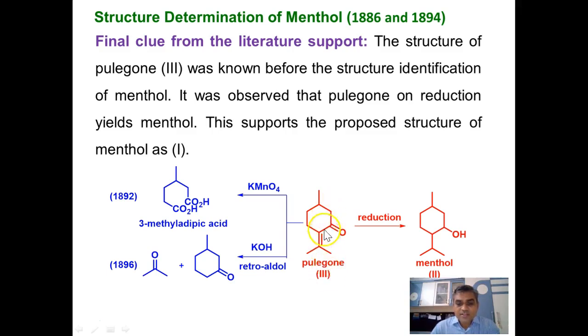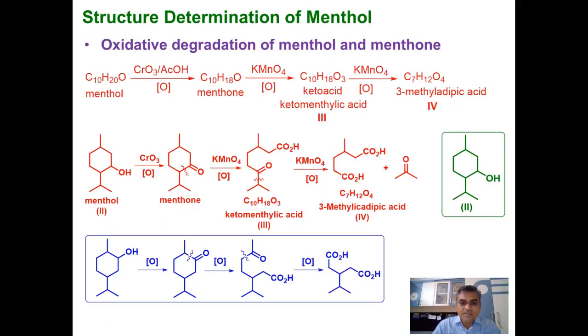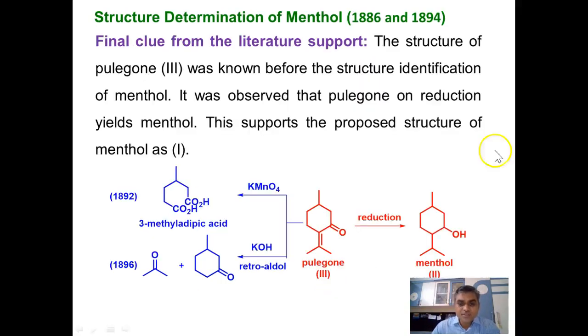This pulegone on reduction again gives menthol, and therefore this was strong evidence in support of the menthol structure. The structure of pulegone in those days was again proved on the basis of oxidative degradation experiments. One is a retro-aldol condensation and the second is oxidation, and again here 3-methyl adipic acid is formed, and this 3-methyl adipic acid was similarly formed in the other oxidative degradation experiment of menthol. So the pulegone structure has given us confidence to reach the structure of menthol.